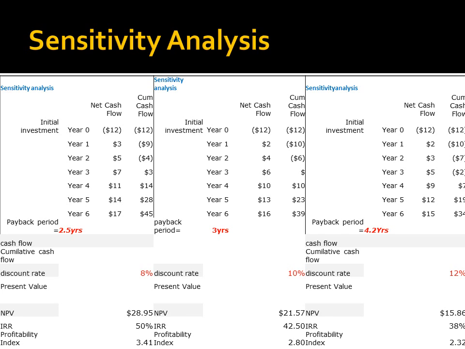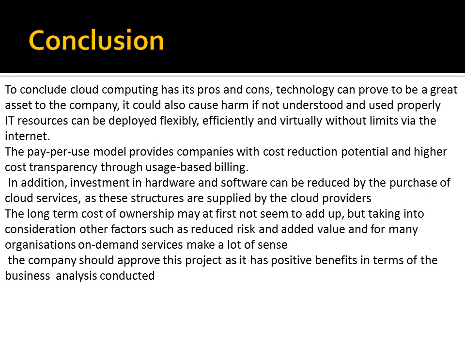Going to the best at a rate of 8%, the company adds a net present value of 28.95 with a payback period of just 2.5 years and a profitability index of 3.41. Lastly, the worst case scenario, we worked out with a 12% discount rate, which still adds 15.86 million with a profitability index of 2.32 and an internal rate of return of 38%.